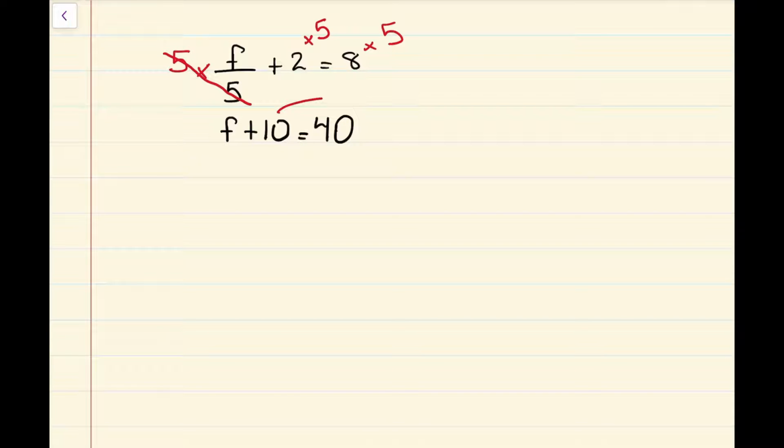Let's carry over the 10. By subtracting 10, we'd have to perform the opposite operation. So f is going to be equal to 40 minus 10. We just changed the sign of the plus to a minus, and 40 minus 10 is just 30. And that's how we would solve that question.